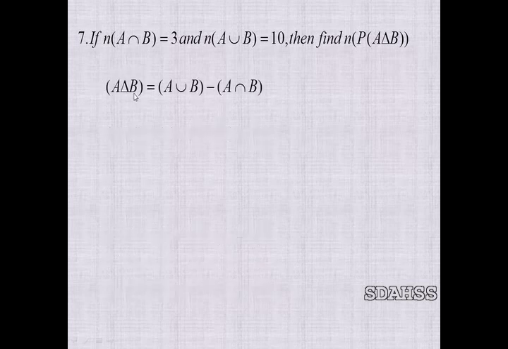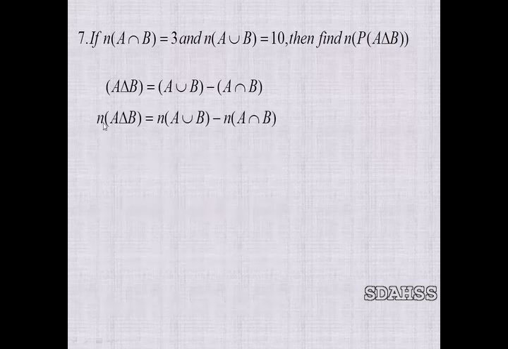We know that A symmetric B is equal to A union B minus A intersection B. We can write n of A symmetric B is equal to n of A union B minus n of A intersection B. Substitute all the values in this formula. So you have 10 minus 3, which is 7. n of A symmetric B is equal to 7. Here we want to find n of P of A symmetric B.